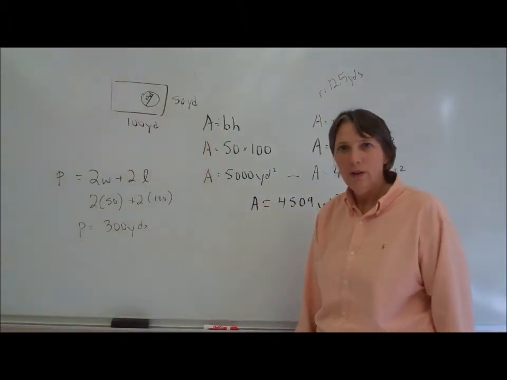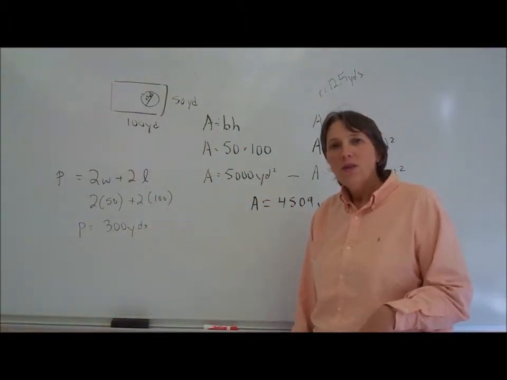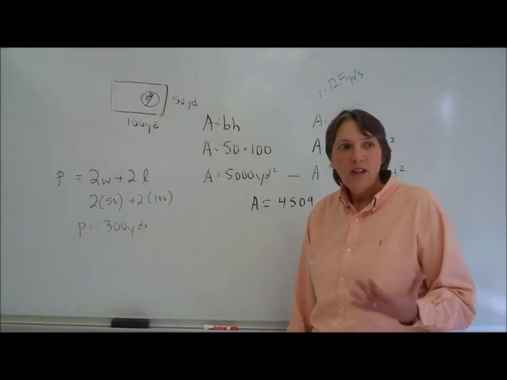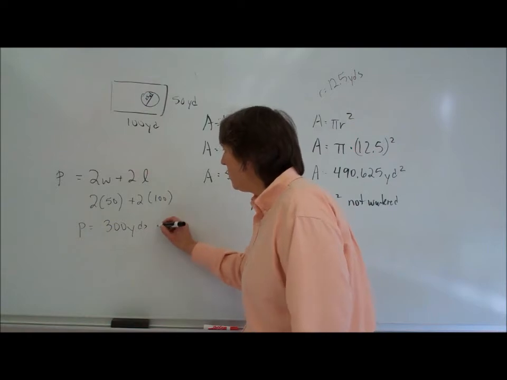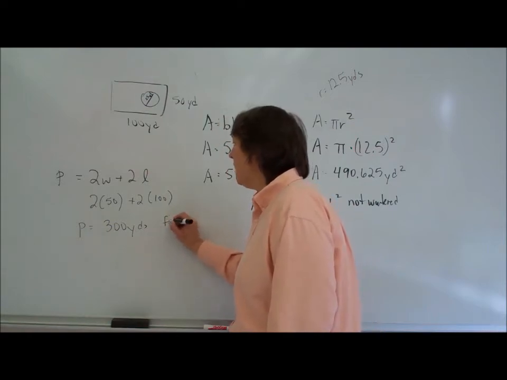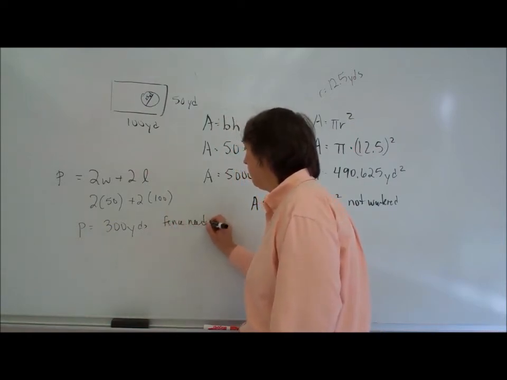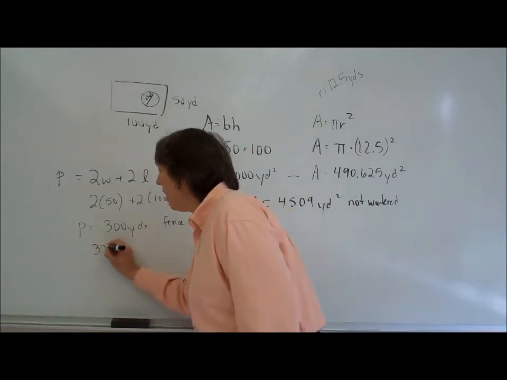Now, critical here, what is the cost of the fencing? It's $32.50 a foot. So I'm going to make note of that. Now this is the fence needed, and it's $32.50 a foot.